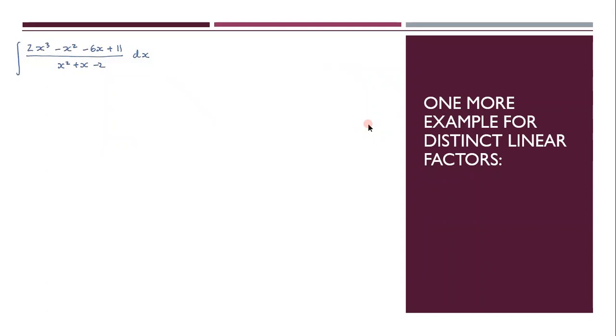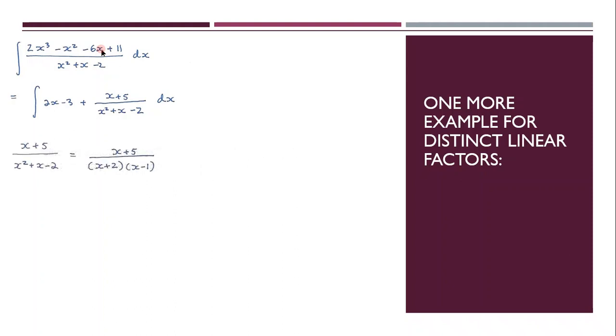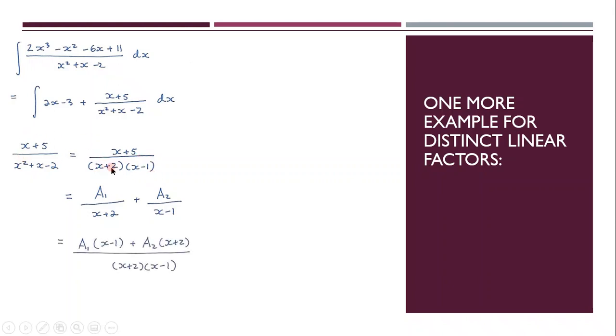So one more example. Let's try integrate this one. Now this is the one that we did long division on, because as you can see, the numerator has a higher degree polynomial than the denominator, so we need to perform long division. So as you can see, this is what we did previously, and because we have distinct linear factors, we don't need to do any partial fractions on this part, we just need to do partial fractions on this part because our denominator is larger than our numerator. So we split it, we assign coefficients for each distinct linear factor, we multiply to get the denominator the same, so then we can compare the numerator.